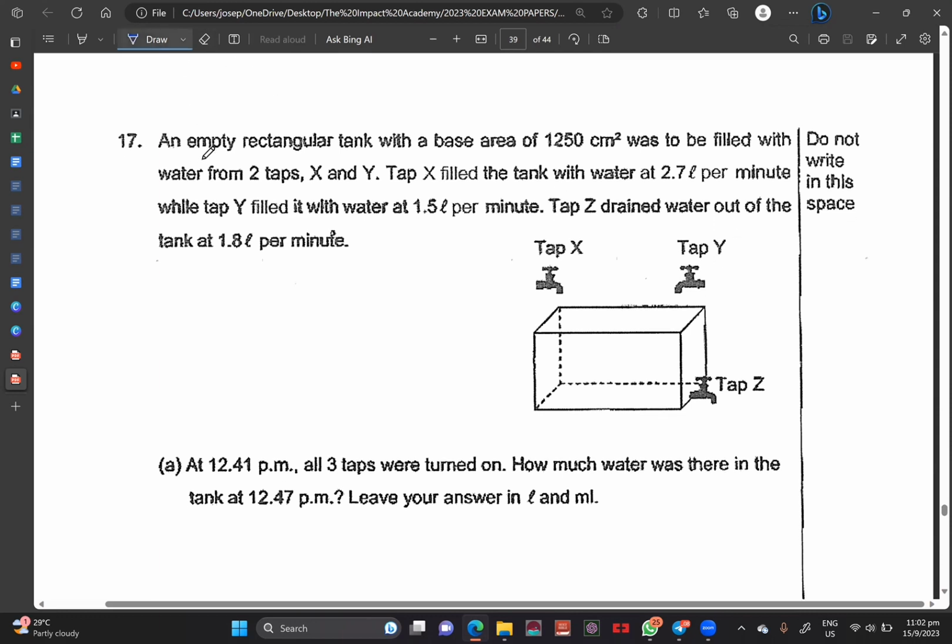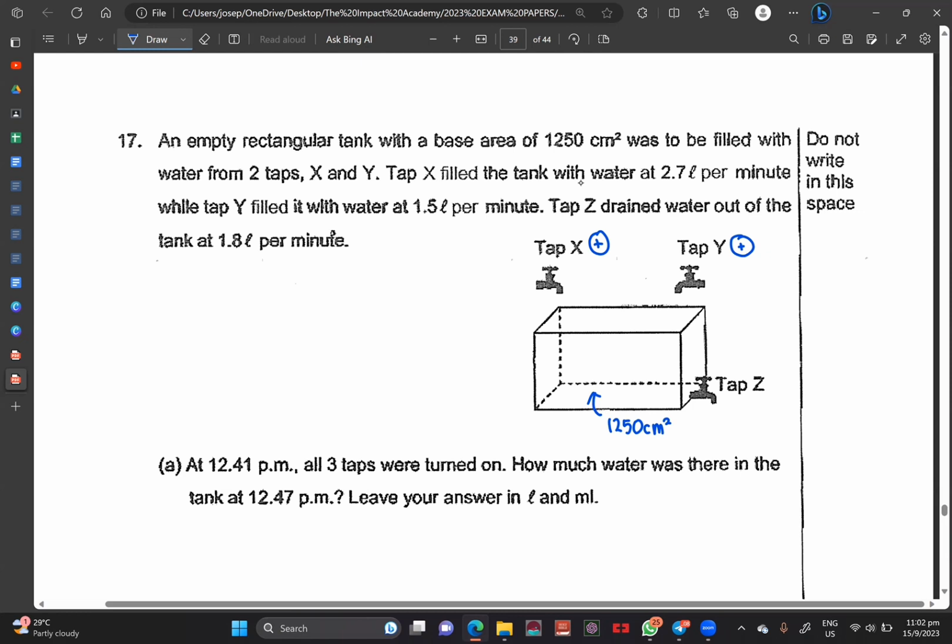As you can see over here, it says that an empty rectangular tank with a base area of 1250. So where exactly is 1250? This is 1250 centimeters square, to be filled with water from two taps. We have tap X, and then we have tap Y. As you can see over here, I have a plus sign.